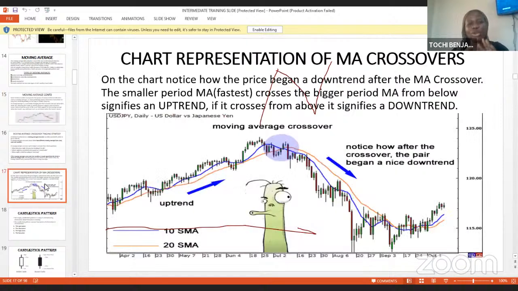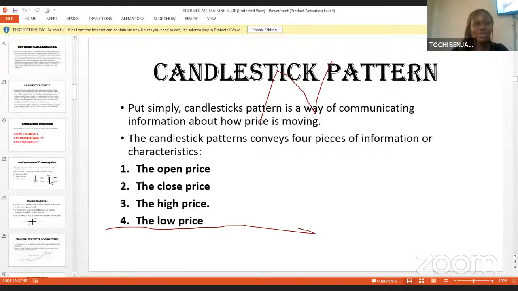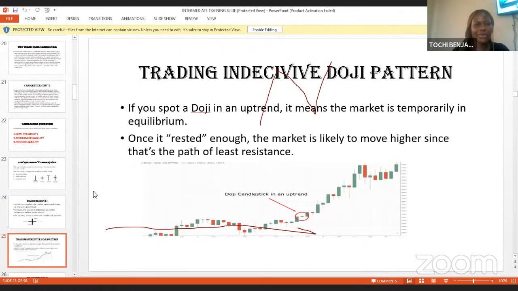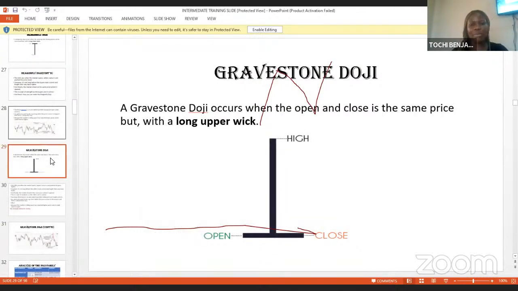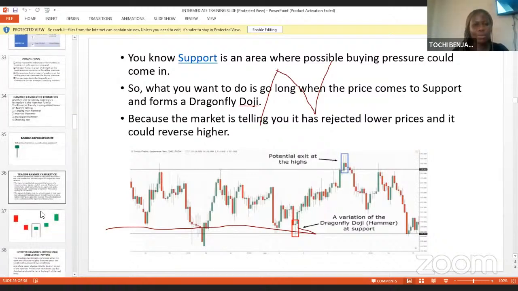All of these things will be taught on different occasions. They are all different. We come to candlestick patterns, where you learn everything about candlesticks and how to use them to identify support and resistance. All of these are embedded in this manual, so it will be good you get this manual so you can read it up.